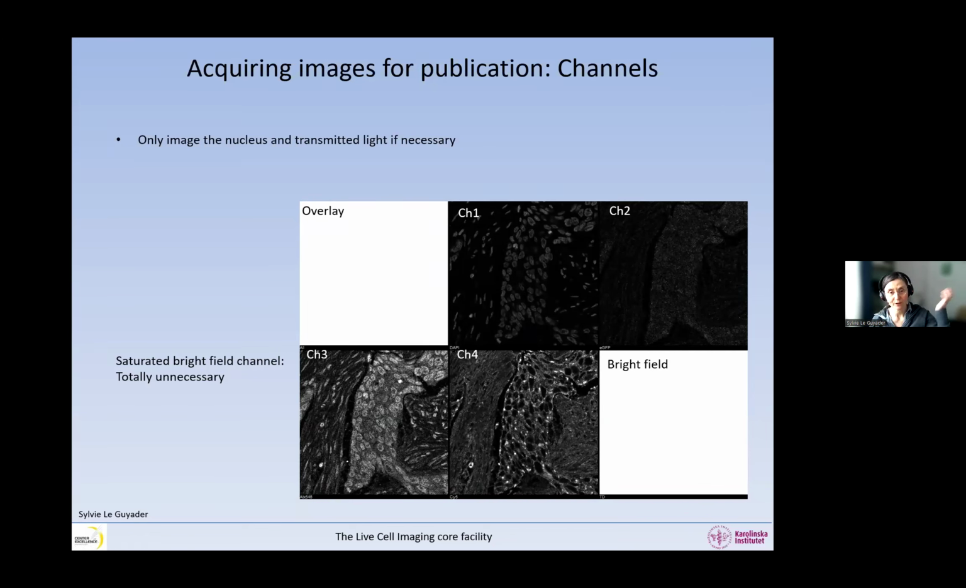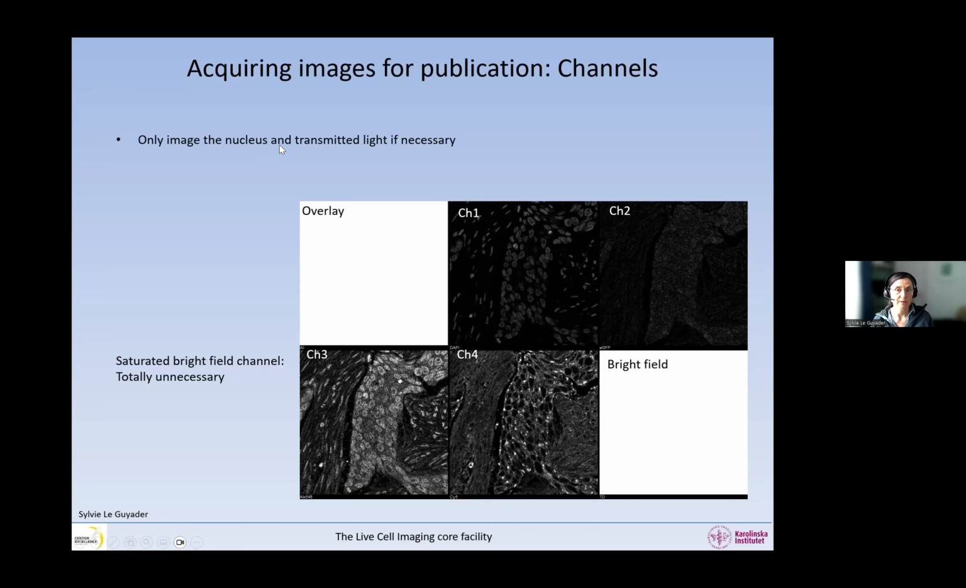One typical example as well, on top of the transmitted light, is the nucleus. Ask yourself why you're imaging the nucleus. And if you're not going to use the image of the nucleus in your image analysis, don't image the nucleus, okay? So only image the channels that are needed. And clearly, in this particular case, the bright field is also saturated, so we can't see anything in that. The formats, the image formats.